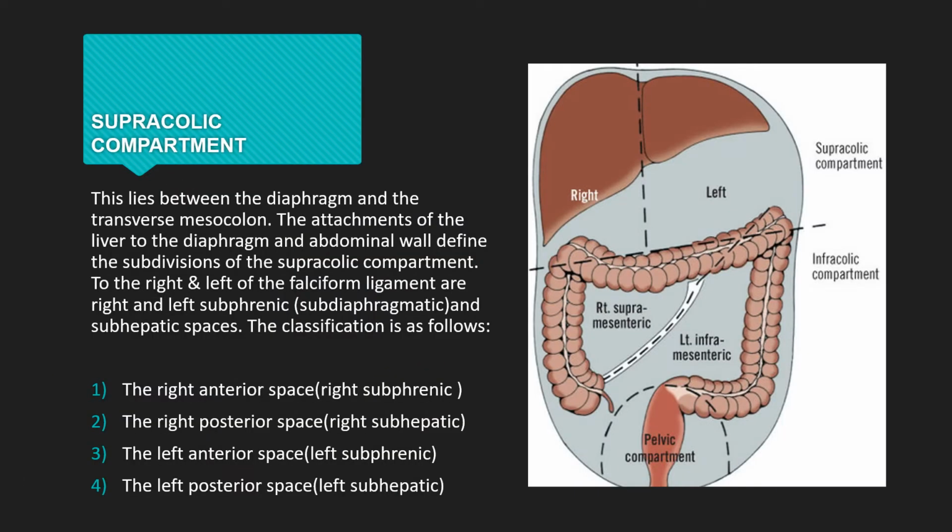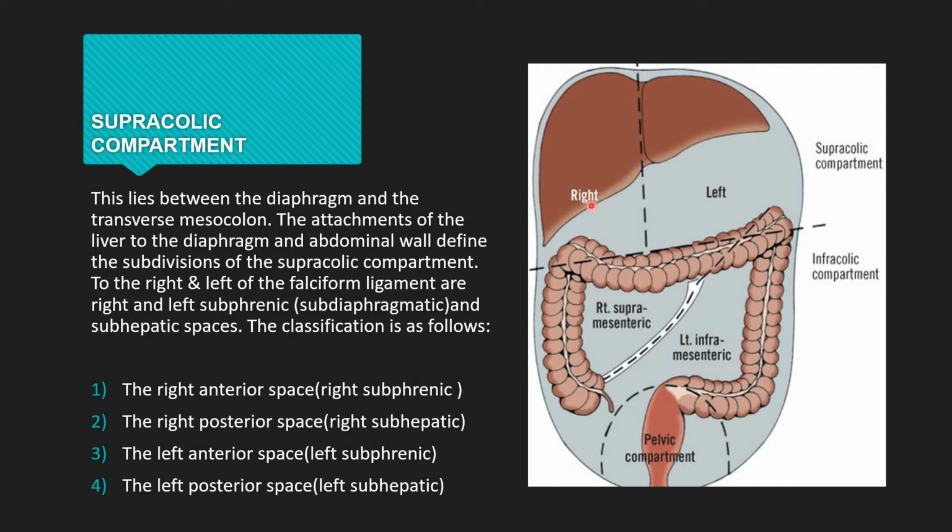So let's start with the supracolic compartment. Supracolic, as the name indicates, supra means above and colic is derived from the transverse colon. So the compartment lying above the transverse colon, the transverse mesocolon, is known as the supracolic compartment. It lies between the diaphragm and the transverse mesocolon. So this is the diaphragm and this is the transverse colon, and here will be the transverse mesocolon.